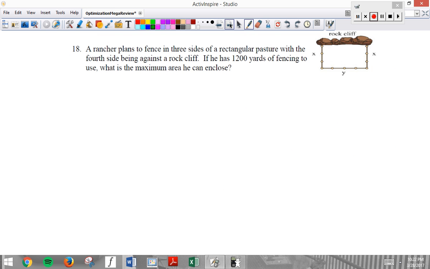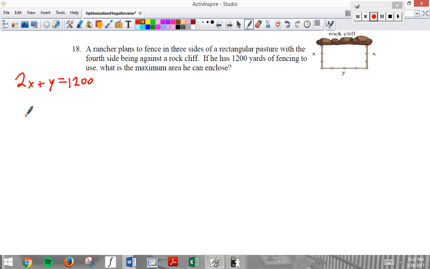A few more problems. Rock cliff. One more time. This time, it is perimeter. Spoiler, sorry. Try it. Pause it now. 3, 2, 1. 1,200 yards of fencing to use. 2x plus y had to be 1,200 yards.